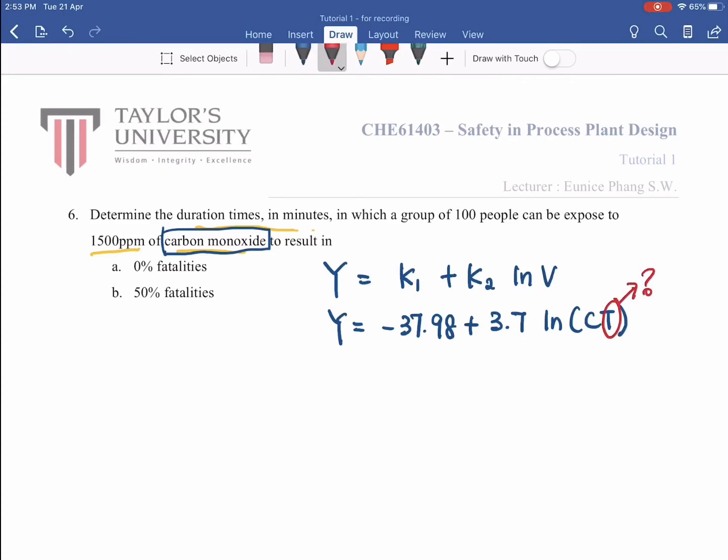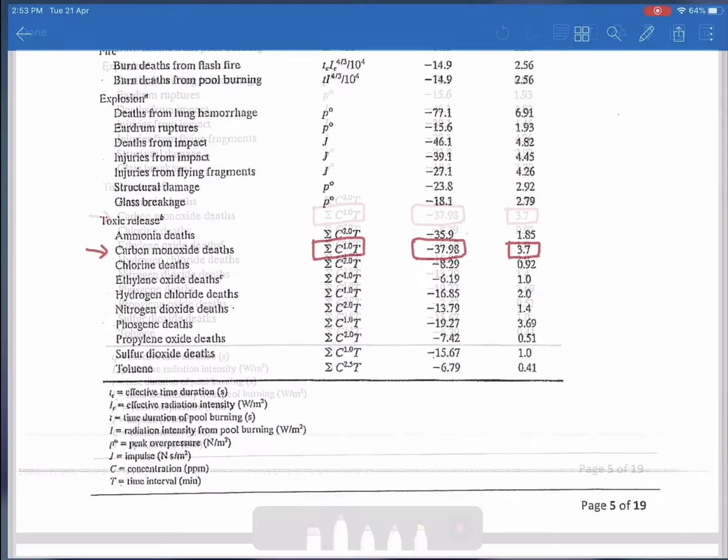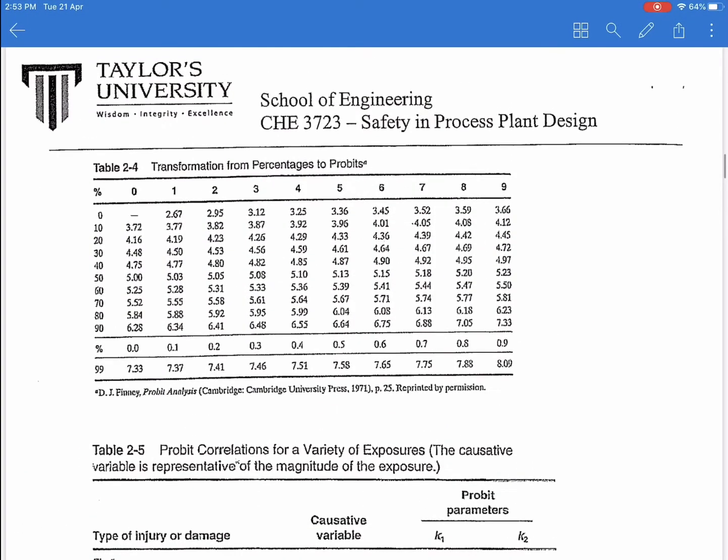We want to find out T. So straightforward. Next we want to find out what our Y value is. For part A, when P percentage is at 0, what is Y? Let's take a look back at this table 2.4.